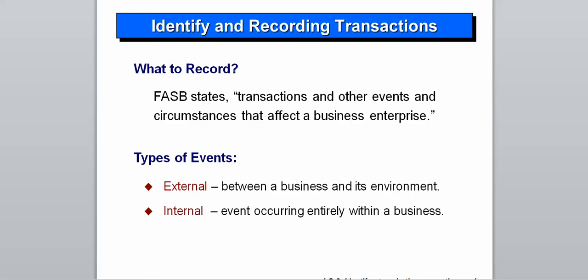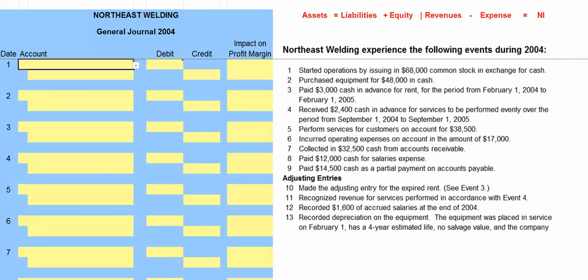We need to record both types of transactions. The external transactions are those that we will consider first, then the internal events we'll consider as part of our adjusting process. In this exercise, we're going to consider the journal entries or transactions for the Northeast Welding Company that occurred during 2004. Our first transaction: Northeast Welding started operations by issuing $68,000 in common stock in exchange for cash.